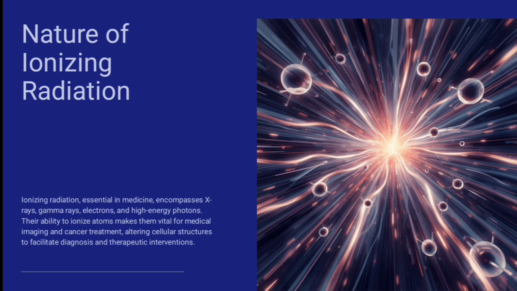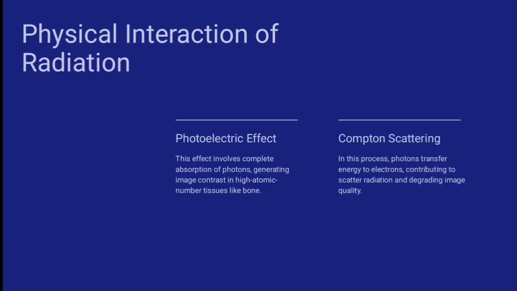Physical interaction of radiation with tissues. First, we discuss the photoelectric effect, then Compton scattering, then coherent scattering, and pair production. When radiation enters the human body, it does not pass through harmlessly. Instead, it interacts with atoms in tissues and transfers energy. The main physical interaction mechanisms for X-rays and gamma rays are as follows.